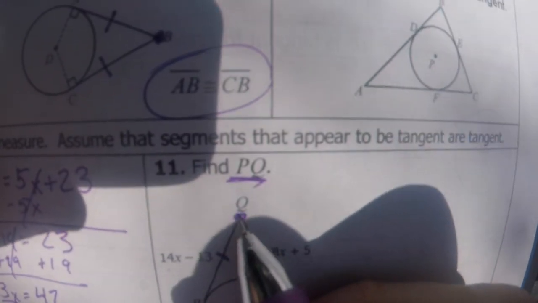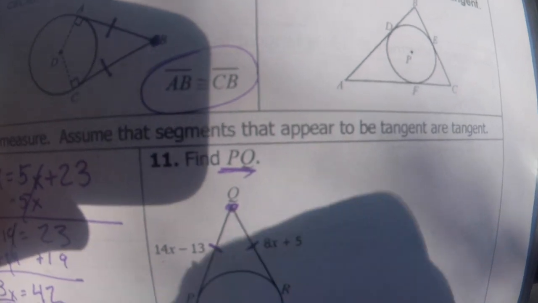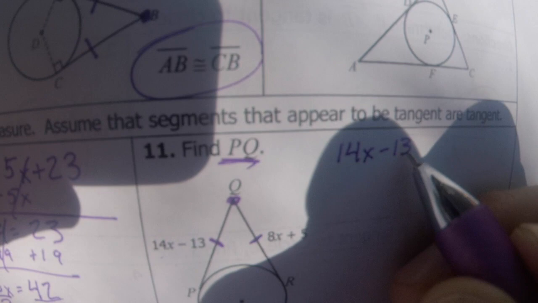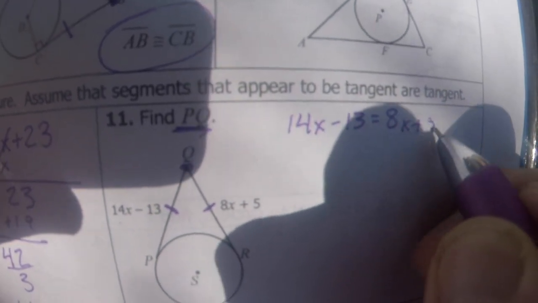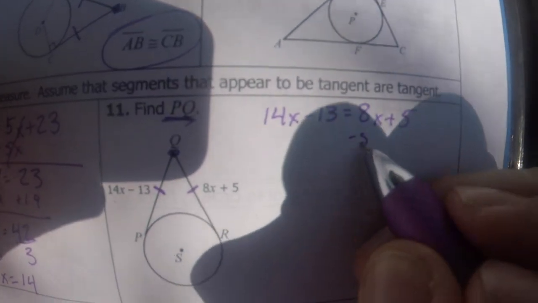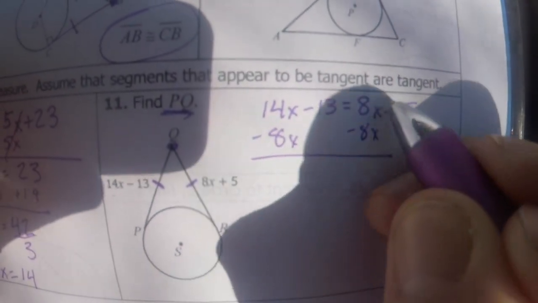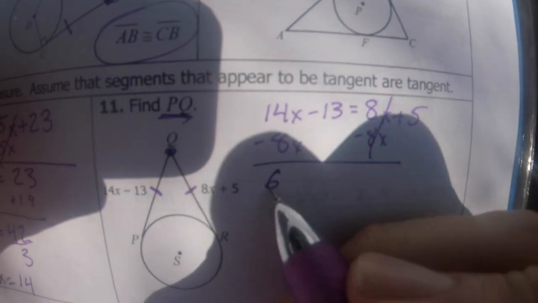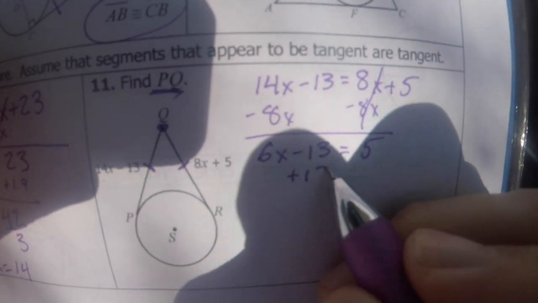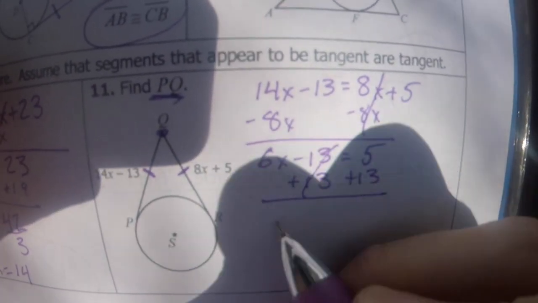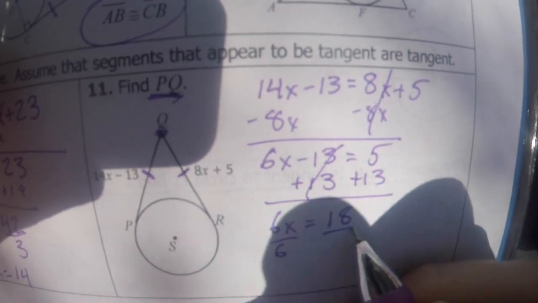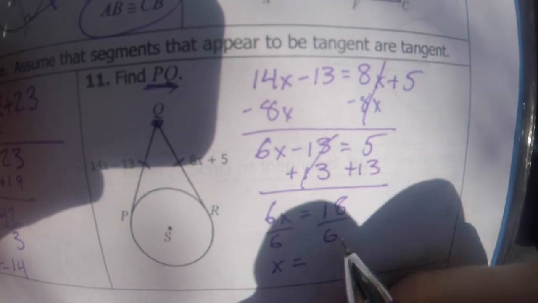So since they're two tangent lines from the same point, that means they're congruent, which means I can set them equal. 14x minus 13 equals 8x plus 5. Minus 8x, minus 8x. This would be 6x minus 13 equals 5. Plus 13, plus 13. 6x equals 13 plus 5, which is 18. Divide by 6, divide by 6. x equals 18 divided by 6, which is 3.